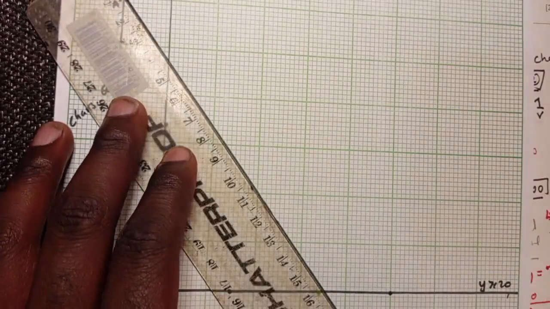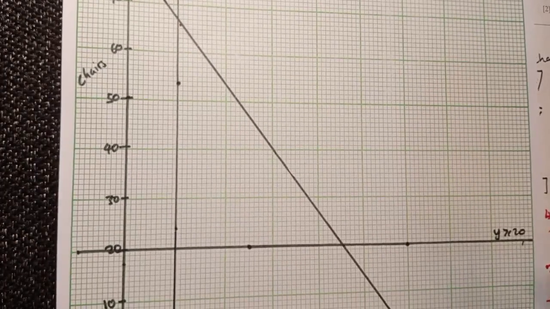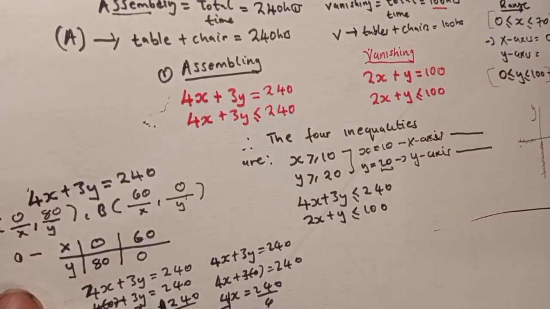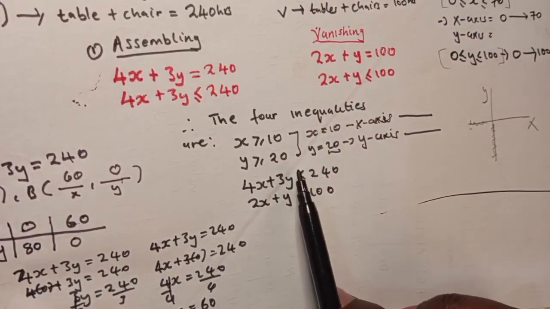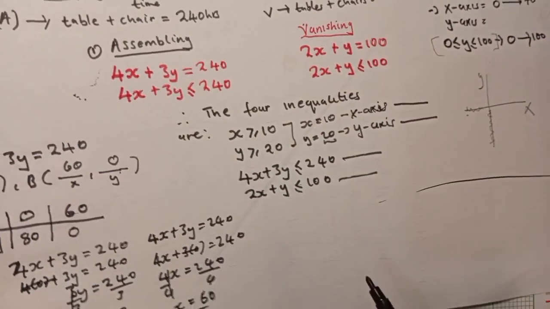Why am I drawing the line bold? Because of the equation name. That's why I've made it bold. Okay. So where is it? Here. Okay. This is a bold line. This must be a bold line. Also this one. So let's do this one quickly.